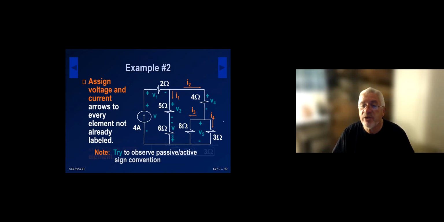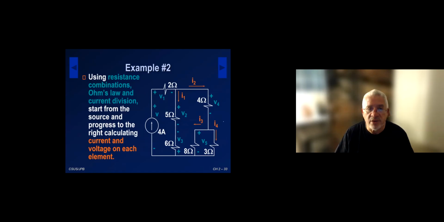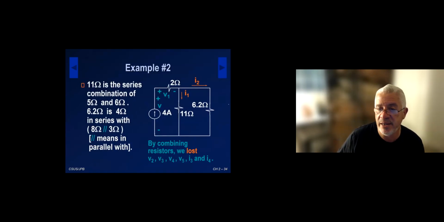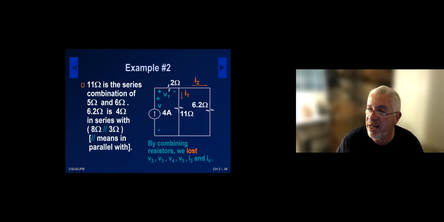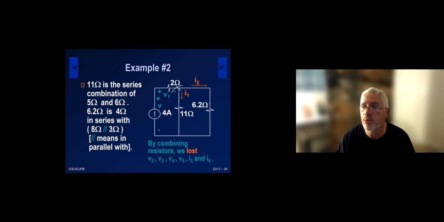Okay, so here's the end result of what I'm saying here. I've combined the 6 and the 5, which gave me the 11 ohm, and on the right-hand side, the 8 in parallel with the 3, and then in series with the 4 ohms. At this point, you can see this is a textbook current division problem. You have a current source coming in, and right here I can do current division to get I1 and I2, which is what I'm going to do.